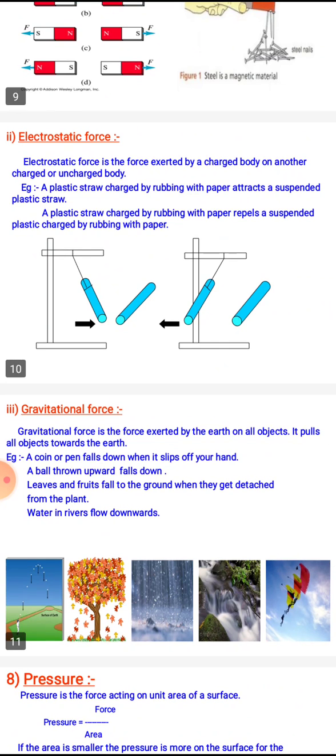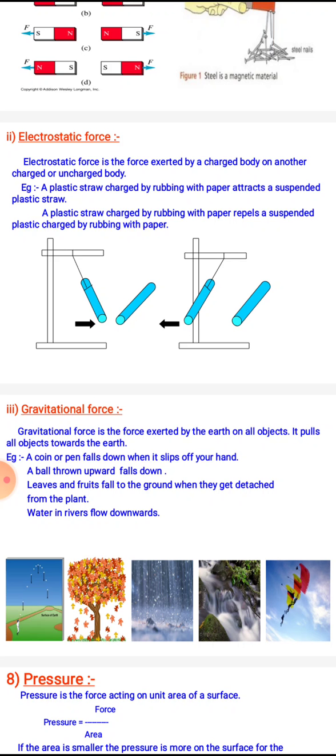The third non-contact force is gravitational force. We know gravitational force, right? Yes, the earth has gravity. Whenever the force is exerted by the earth, all objects are attracted towards the earth, right? The force acting upon the objects by the earth is gravitational force. Yes, when you throw a ball upwards, it falls down. This is because of the gravity of the earth.